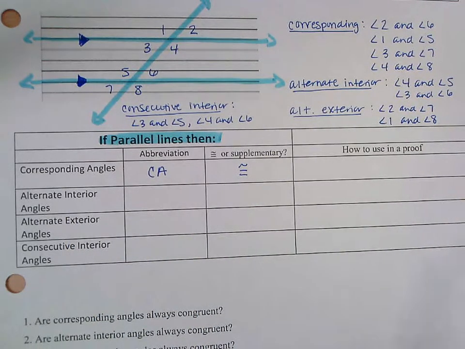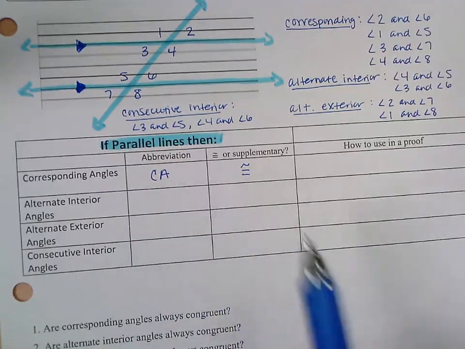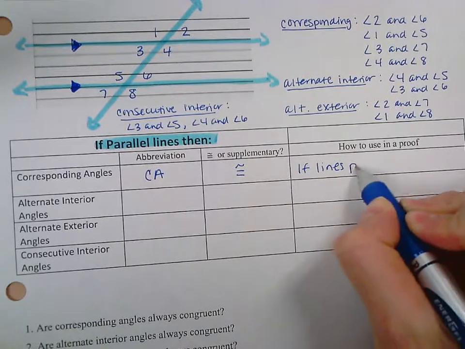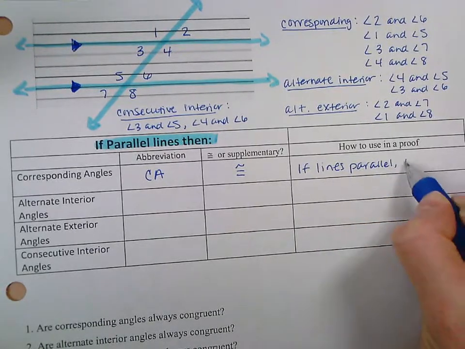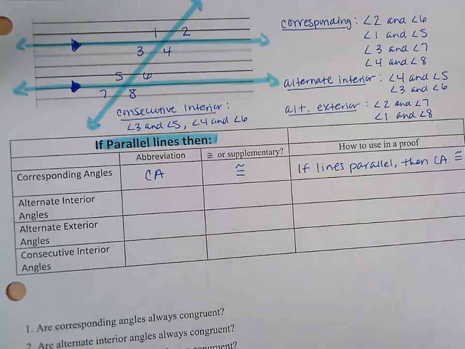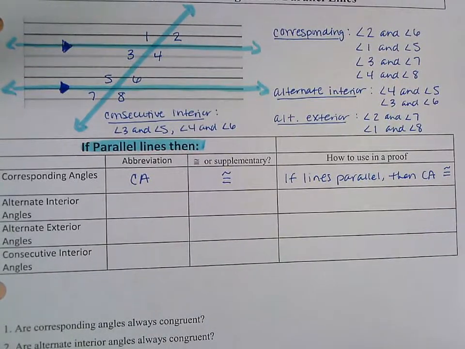Eventually, not today, but eventually we will be using these in proofs. So how you would use this statement in a proof is you would say, if lines parallel, then CA, corresponding angles, congruent. So if lines are parallel, then corresponding angles are congruent. Eventually, like I said, not today, but eventually we'll be using these reasons in proofs. So when you know lines are parallel, you can conclude corresponding angles are congruent.